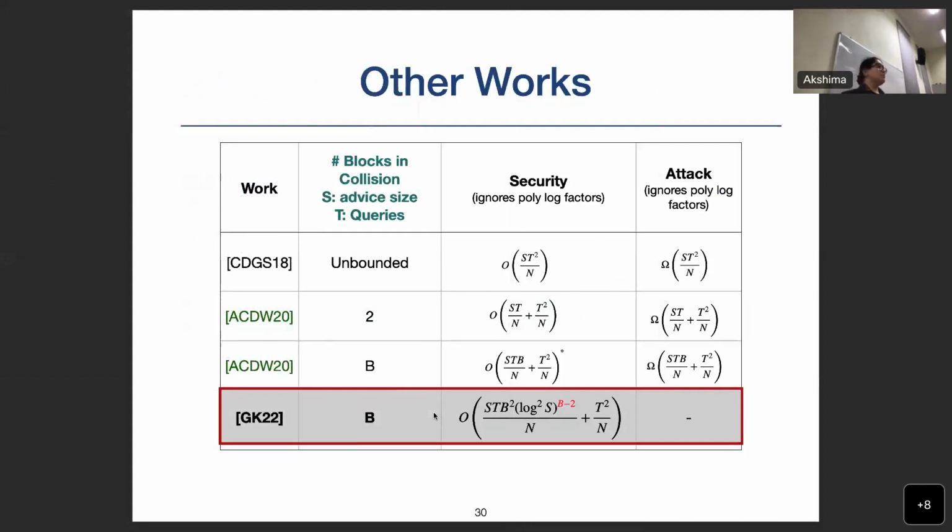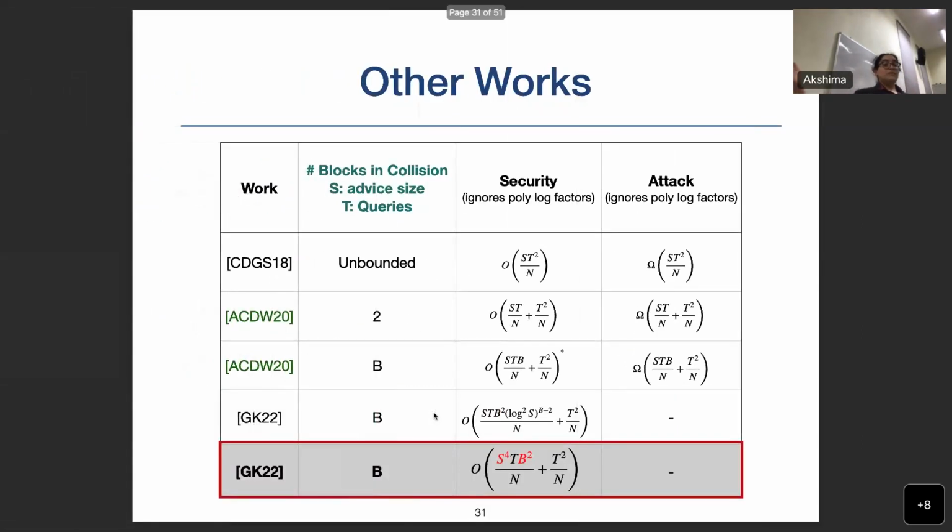There was a follow-up work by Ghoshal and Ilan, and they were able to prove our conjecture for constant B. How they did that was they got a bound that was exponentially large in B. So whenever B is a constant, we would still end up with the ST over N plus T squared over N bound. But as soon as B becomes any larger, this bound becomes meaningless. So they gave another bound, S^4 T B squared over N, which was general and would work for any B. But whenever S cubed B squared is greater than T, this bound is even worse than the ST squared over N bound.